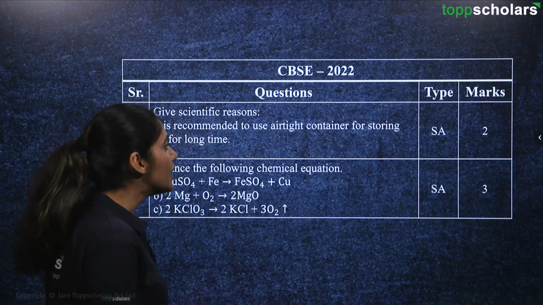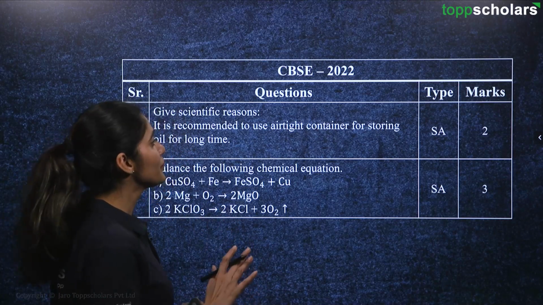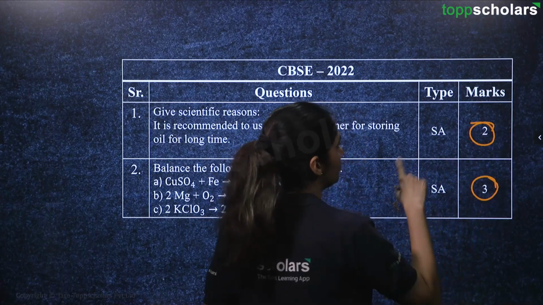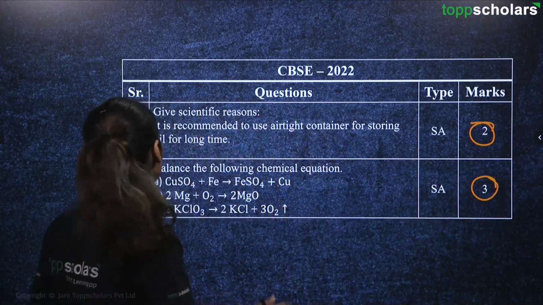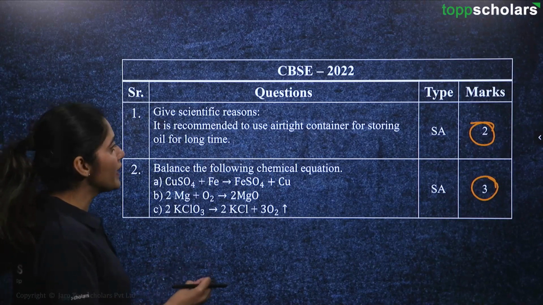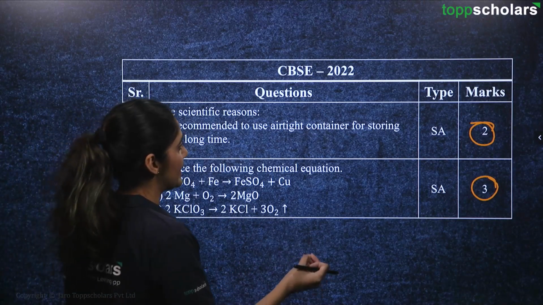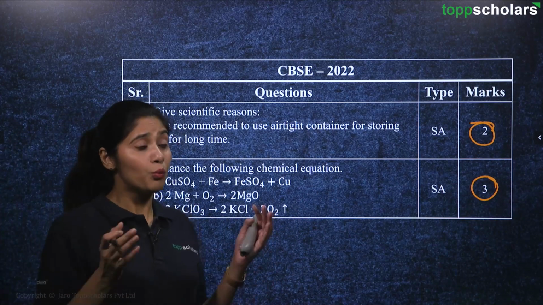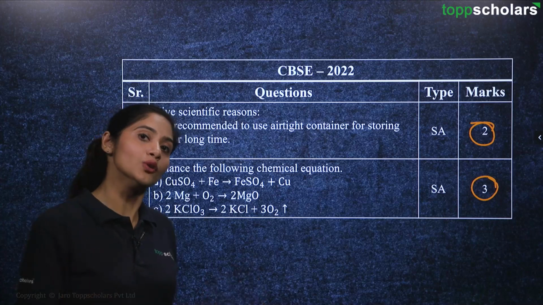So in this year, we have 2 questions, one of 2 mark and one of 3 mark. Both are short answer questions. The first question gives scientific reason. It is recommended to use airtight container for storing oil for a long time. Why would we do so?